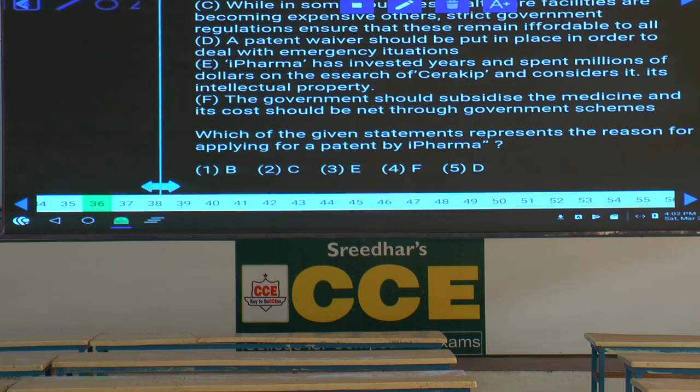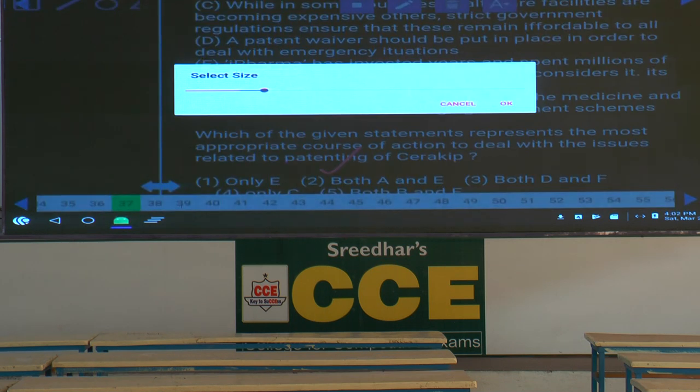Yes, what is the reason here? As they felt that it is their intellectual property and they have considered this as their reason, isn't it? Hence, E is the answer. For 36, it is choice 3. Then 37.